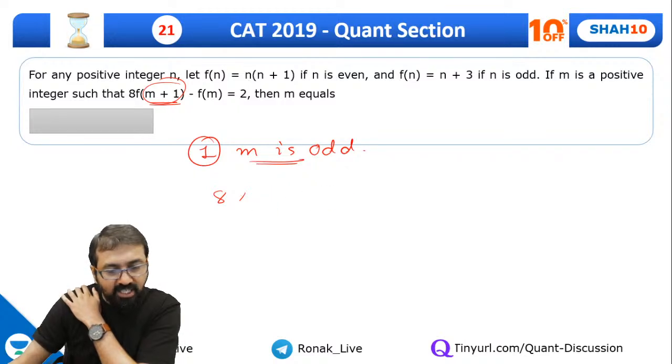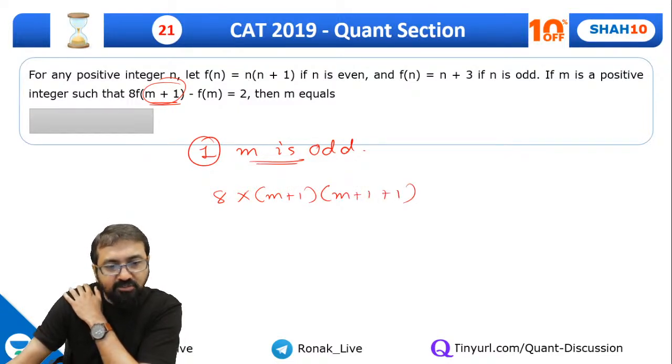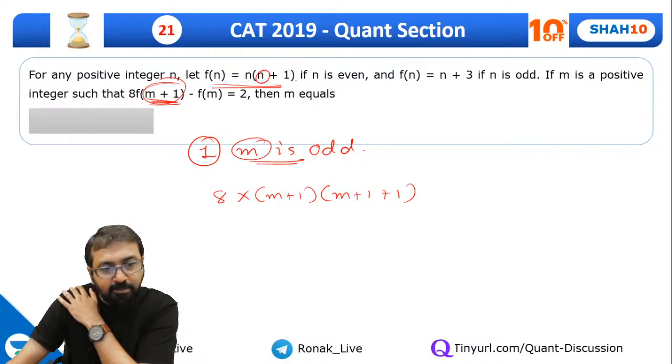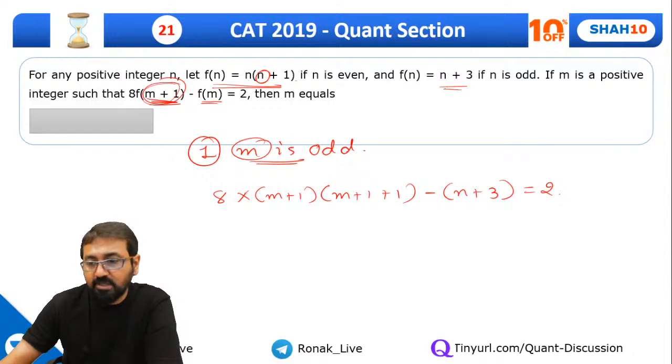What will this come out to be? 8 into (m+1)(m+1+1), because once again, m is odd, so m+1 will be even, so we have to follow this rule. According to this rule, f(m+1) will be (m+1)(m+1+1). Wherever we are finding n, I have replaced it with m+1. Same way, m is odd, so here we'll have to follow this rule. So f(m) will be m+3, and this should be equal to 2. Let's check what happens. Are we getting any feasible values or not? Guys, are you all getting this point, everyone?